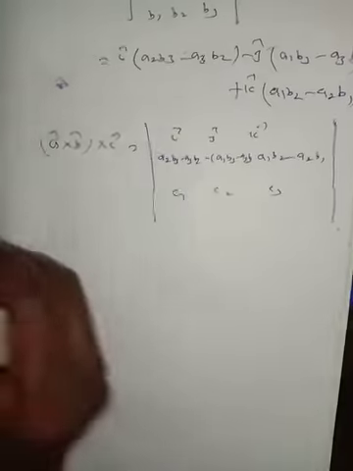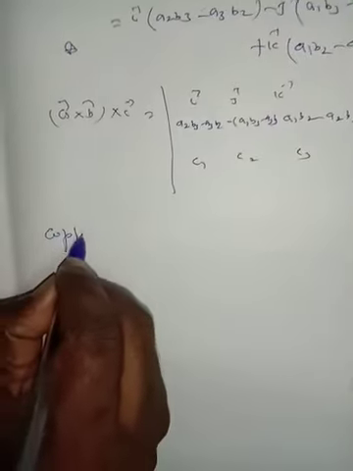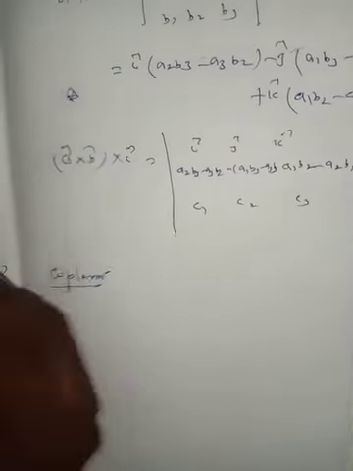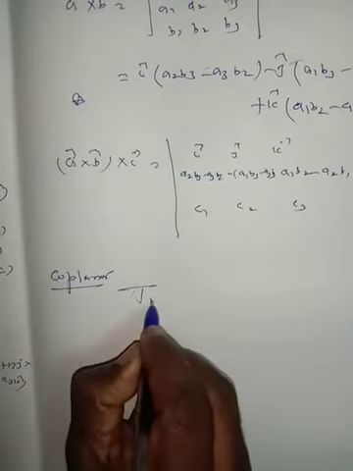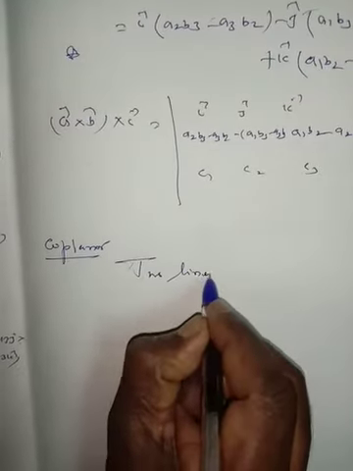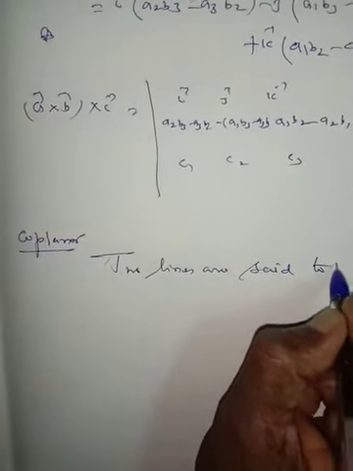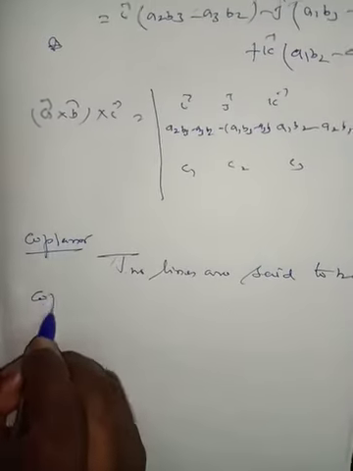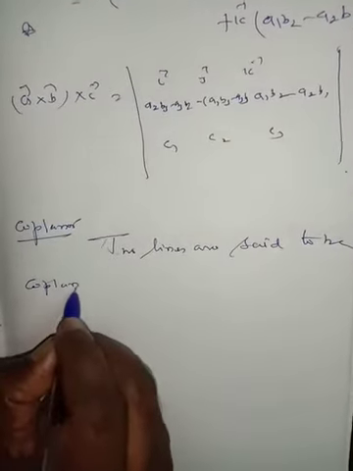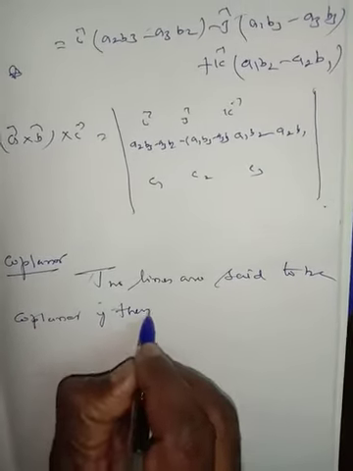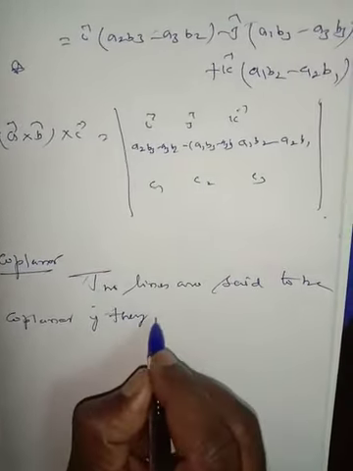Next is coplanar. Coplanar means two lines are said to be coplanar if they lie in the same plane.